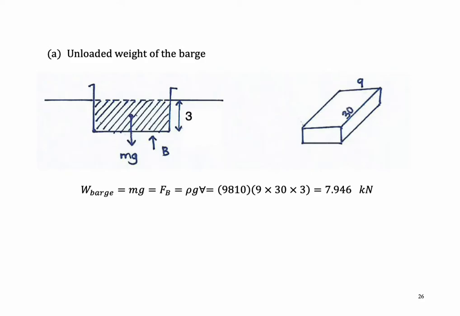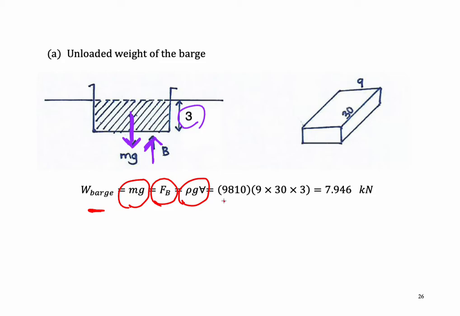So for the unloaded weight of the barge, for the barge without any weight here, the submerged depth is 3 meters. And then we know that there is a force of buoyancy acting upward here, and the weight acts downward like this. So we could write the equilibrium: the weight of the barge, which is equal to mg, is equal to the force of buoyancy, which can be calculated using the equation rho g and volume.